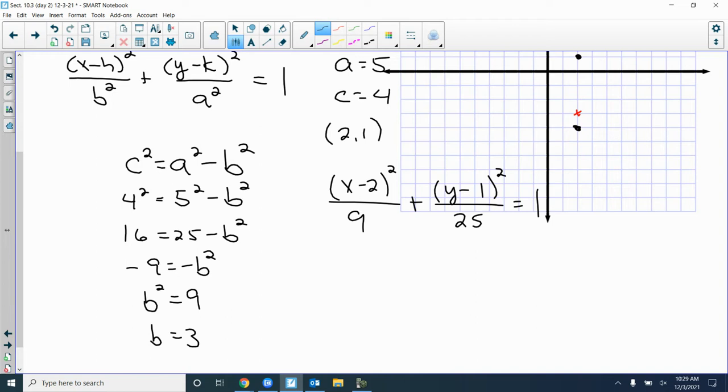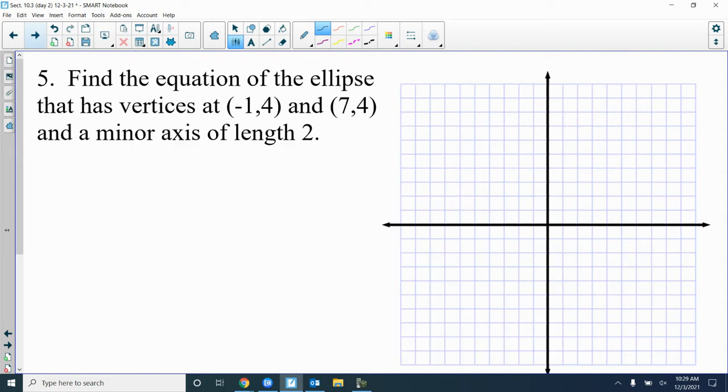All right, I want to do another one similar to that. If you got room, you can put it on there. If not, go to another sheet. And then we're going to do one out of the book. All right, find the equation of the ellipse that has vertices -1, 4, and 7, 4, minor axis length 2. Take a second, think through that one. Figure out what you can, then we'll go from there.